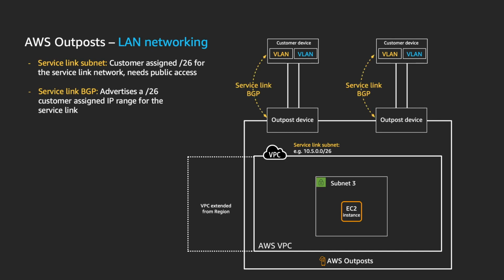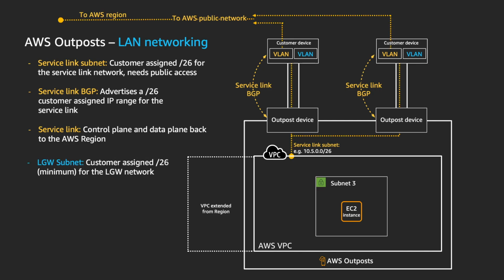Now, over the top of our service link VLANs, we'll also run BGP. BGP, or Border Gateway Protocol, will advertise the service link subnet, in this case the 10.5.0.0/26, over two BGP sessions within the service link VLANs towards your network, or the customer network. What the service link is actually used for is control plane and data plane back to the region. We'll talk more about that when we move along to the WAN connectivity piece.